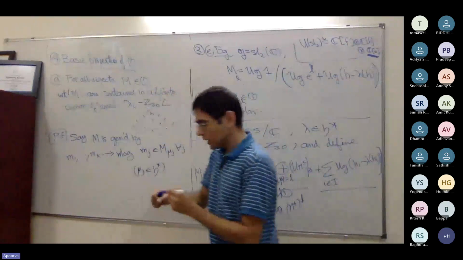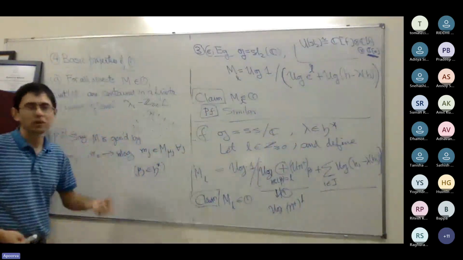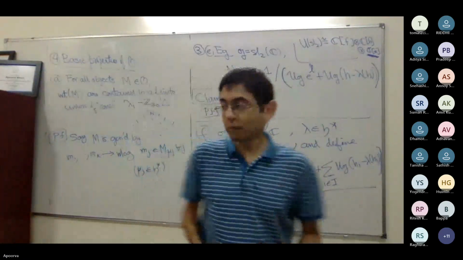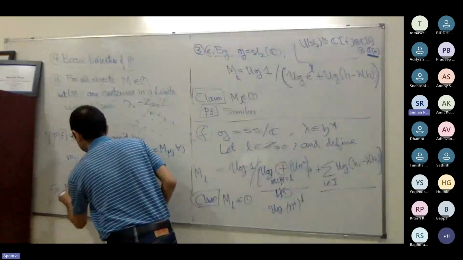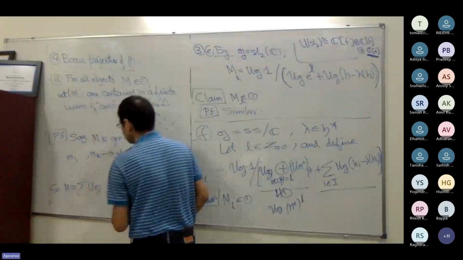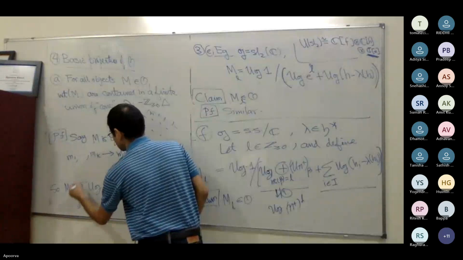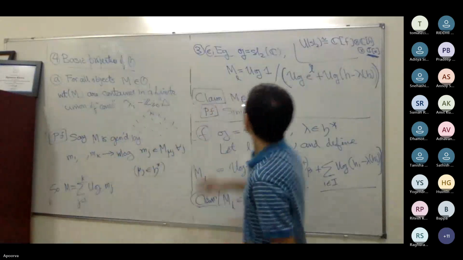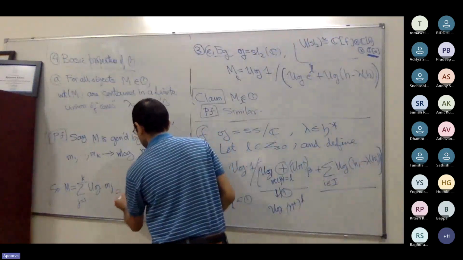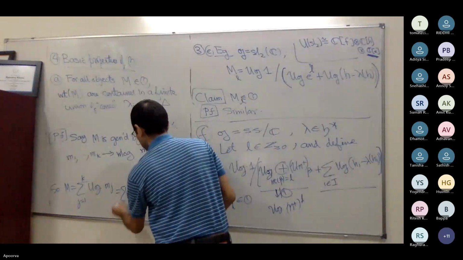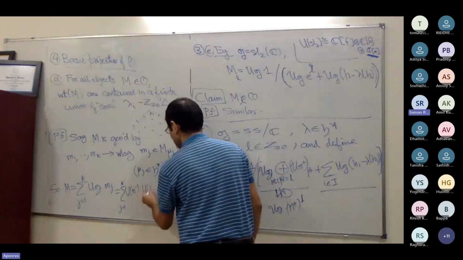So, continue. Now we have again this category O, so we are going to use all the axioms. We've already used O1 and O2; now we use O3. We want to talk about the weights of M. But what is M? M equals the sum of U(g) times m_j. By the PBW isomorphism, U(g) is U(n minus) U(h) U(n plus).